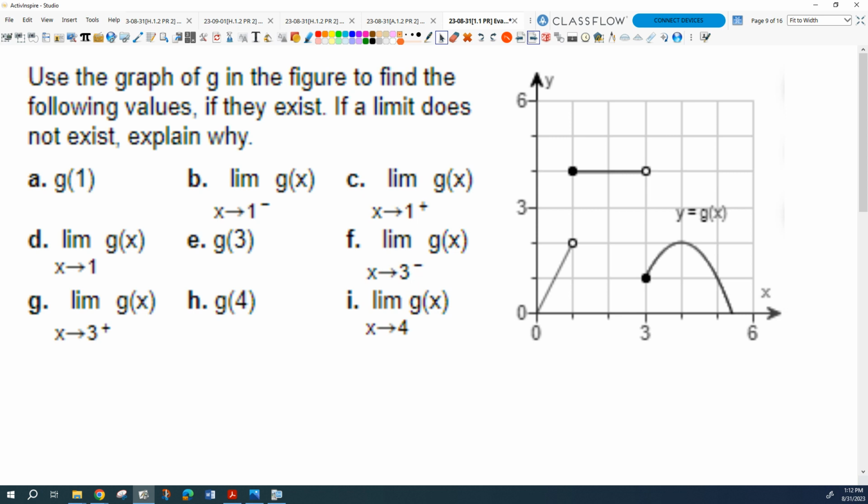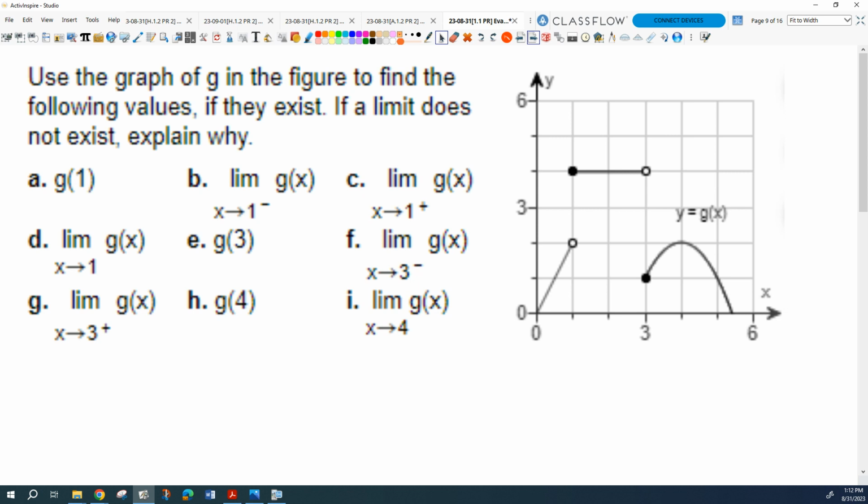Okay, let's practice. Based on that graph, let's just go around and you guys are going to shout out some answers to me. The function g is graphed, so g of 1, go. Aubrey, what do you got?